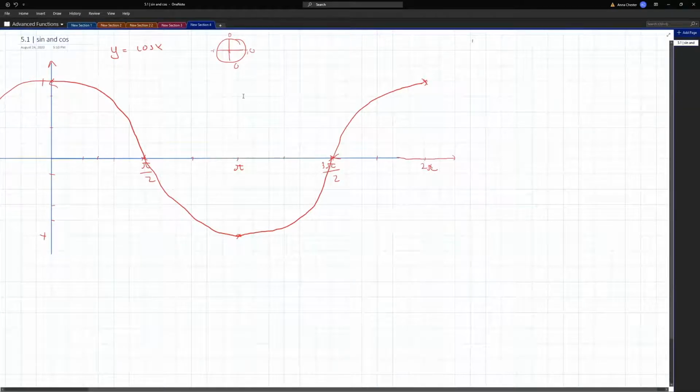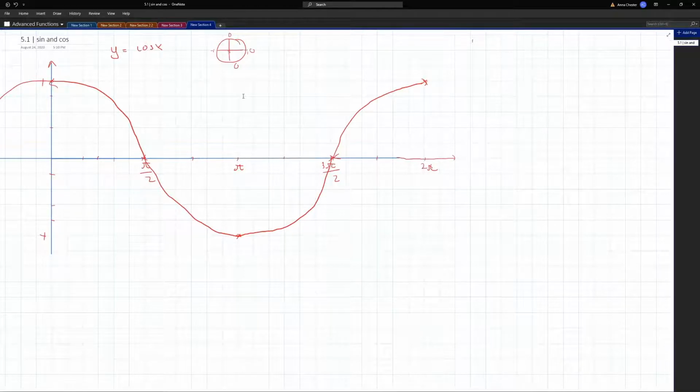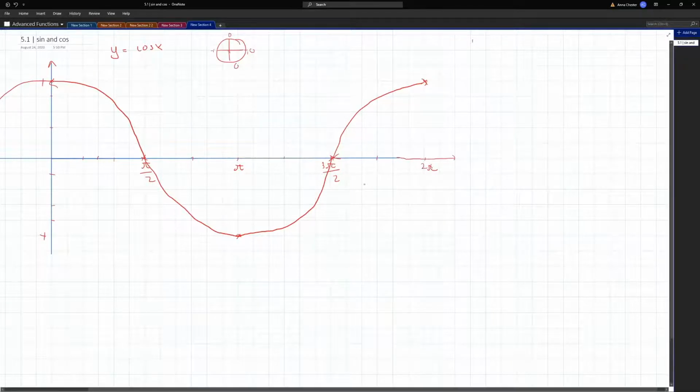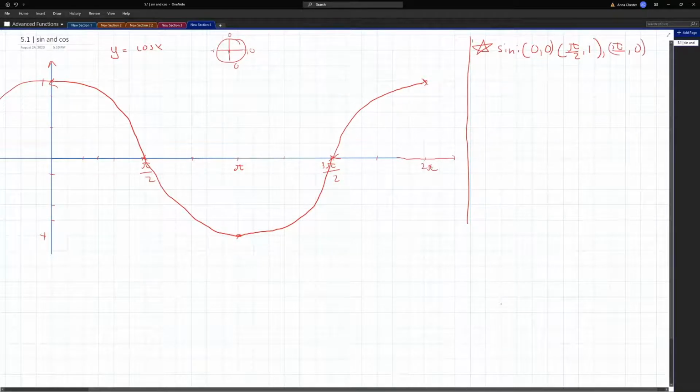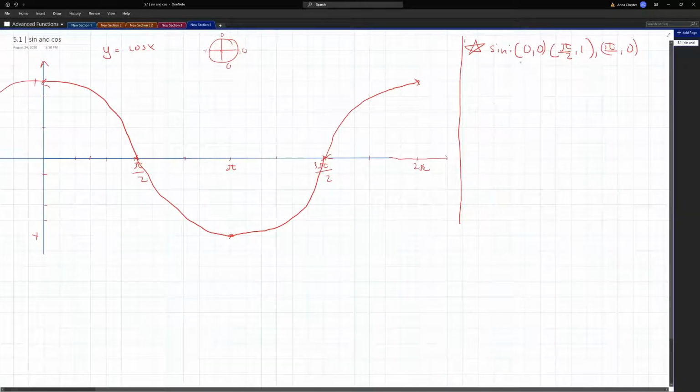Again, all the transformations that we learned with sine are the exact same for cosine. The only difference is the shape of the graph. Again, to remember how to graph sine and cosine, you need to remember 5 key points. This is literally all you have to remember for this unit. So for sine, you need to remember (0, 0), (pi over 2, 1), (pi, 0), (3 pi over 2, negative 1), and then (2 pi, 0).